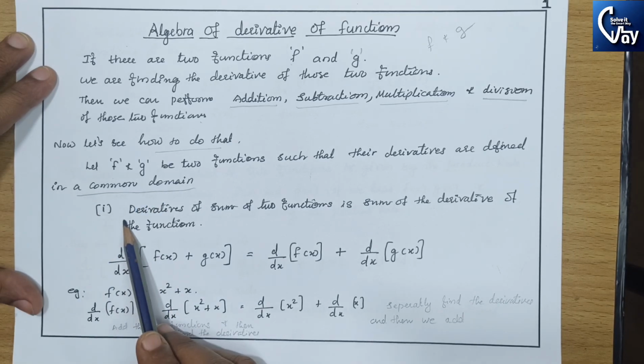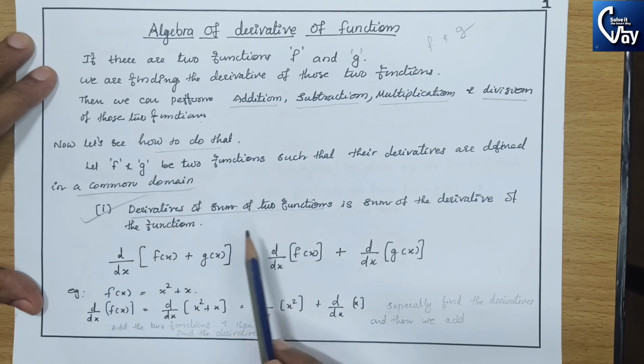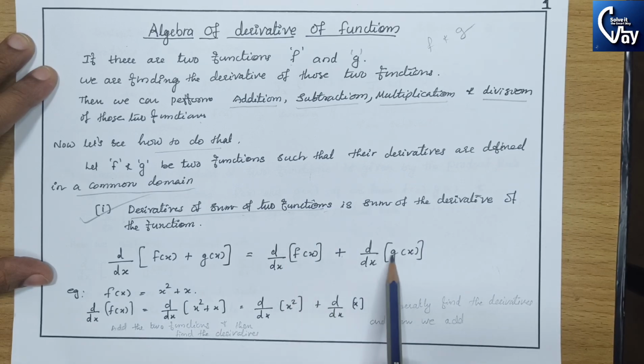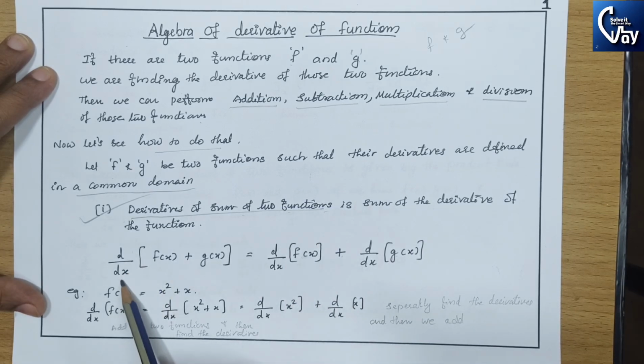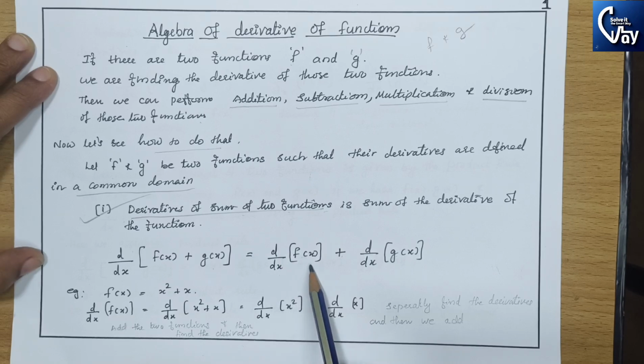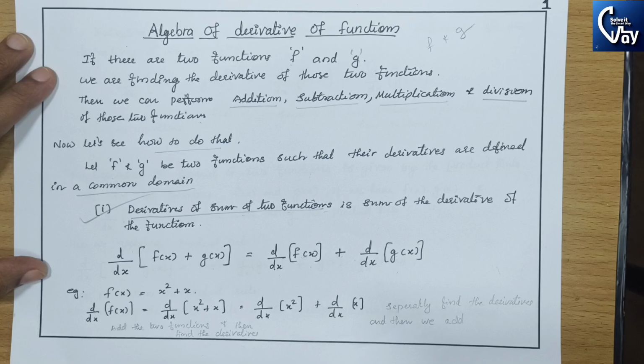First one, addition of two functions, the derivative of the sum of two functions. The derivative of the sum of two functions is the sum of the derivatives of the functions. So d by dx of f of x plus g of x is equal to d by dx of f of x plus d by dx of g of x. Add the two functions and then find the derivative, which is equal to separately finding the derivatives and then adding. Both of them are equal.